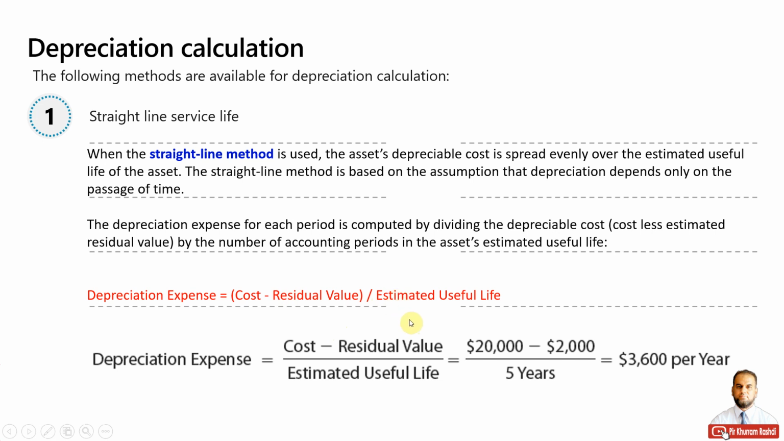So as per this formula, for example, an asset is purchased at a value of $20,000 and the residual value is $2,000. So the $18,000 will then be divided by 5 years, if the estimated useful life is 5 years. So $18,000 divided by 5 will become $3,600 per year depreciation expense. So you need to have an estimated cost of that asset over the useful life.